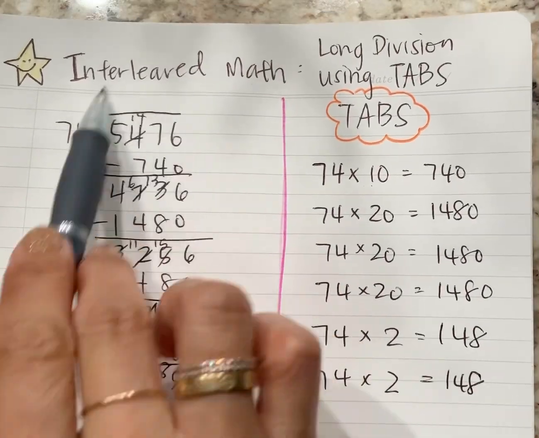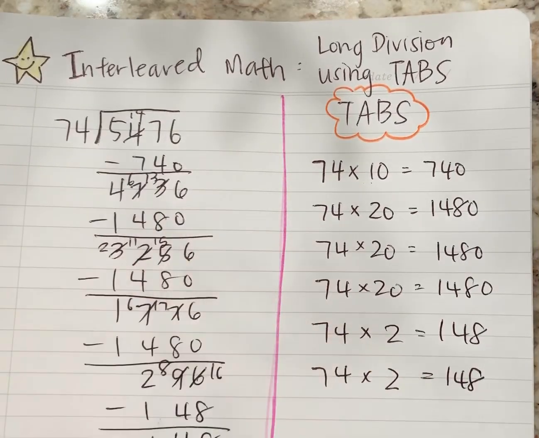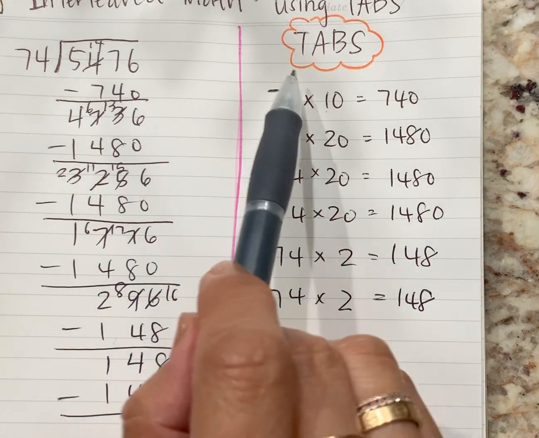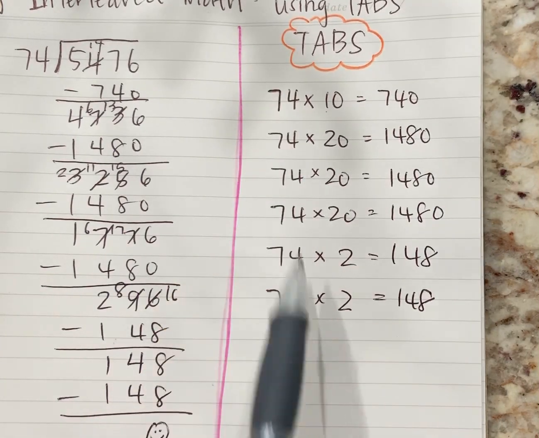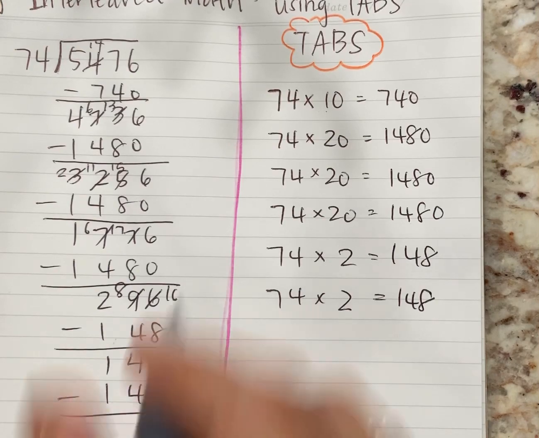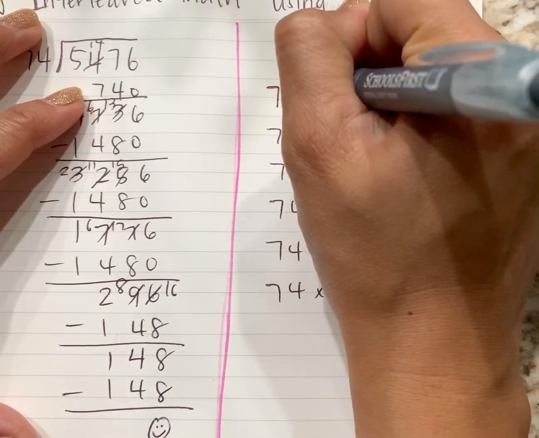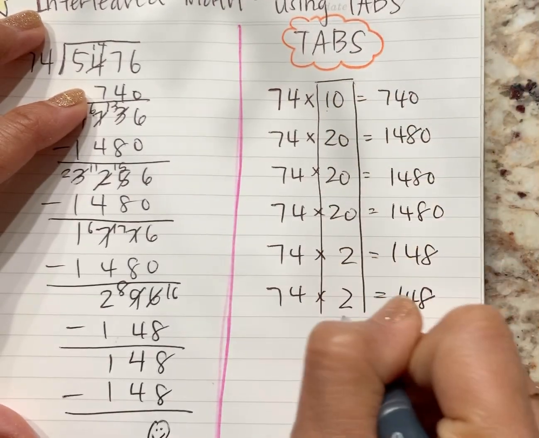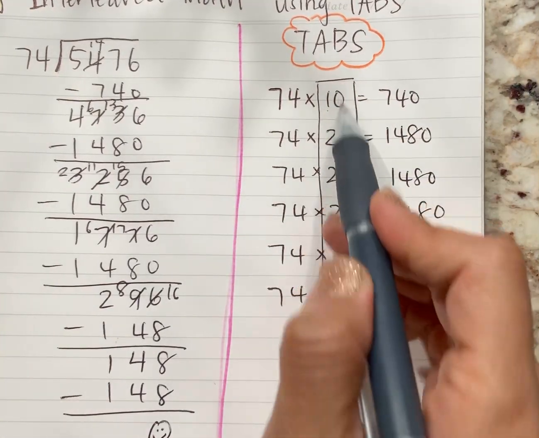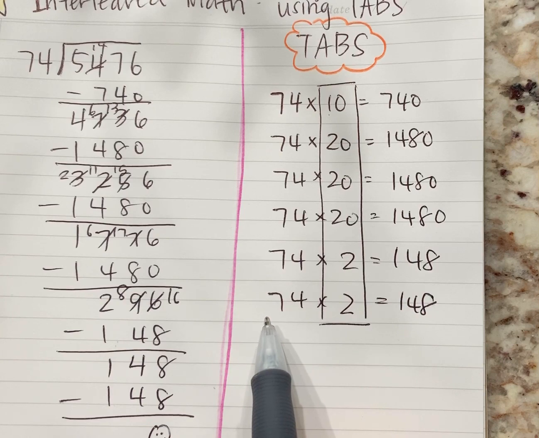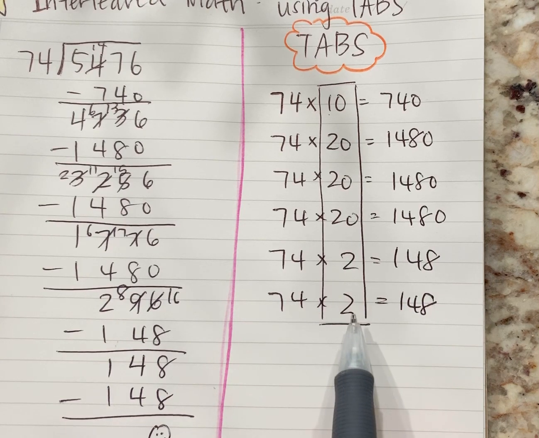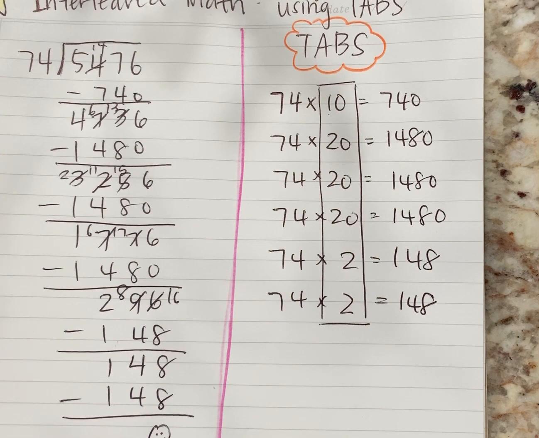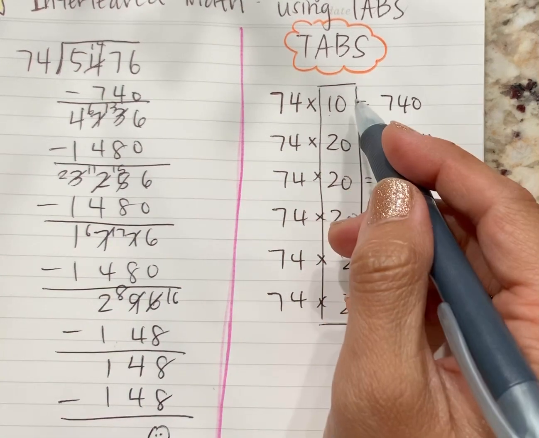I don't know what that is. So what do we do? We take a look at our tabs and we think, how many times did we use this number 74? So what you're going to do is add up all of these, right? These numbers tell us how many times we use the number 74. And now because we chose to use friendly numbers, which in tabs, that's what you should do, it's going to be super easy to add these up.